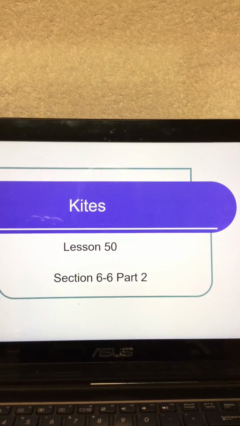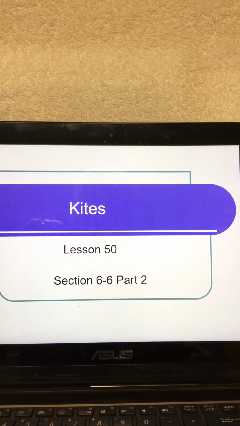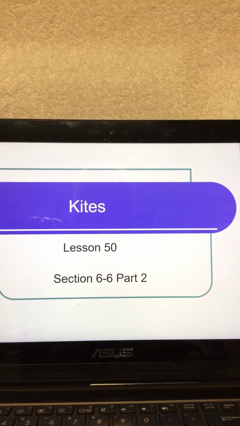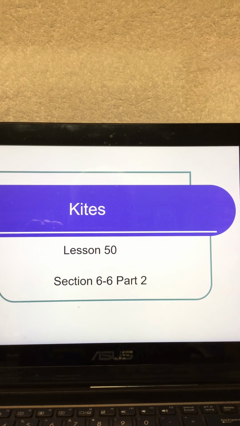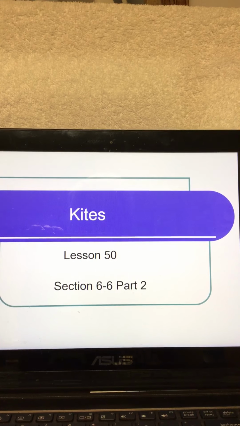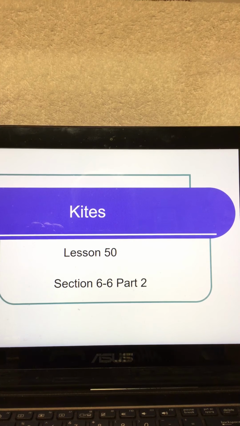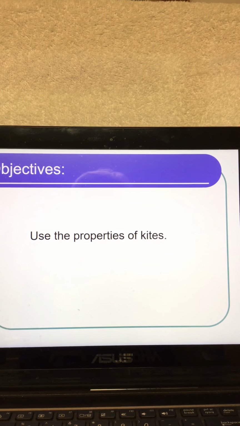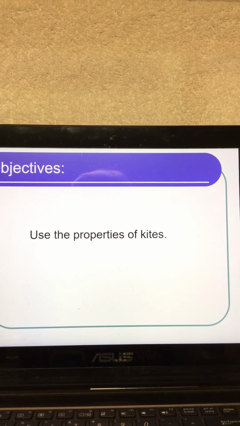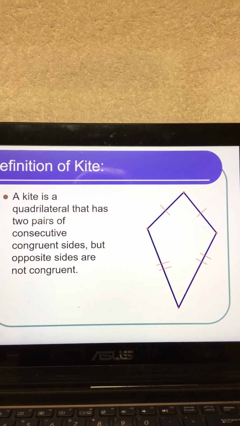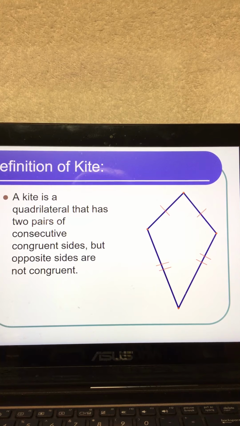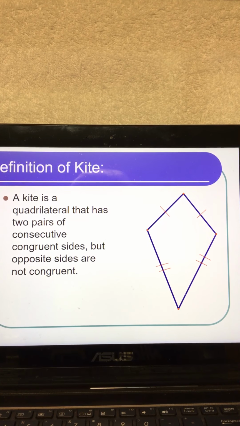Okay, today we're going to talk about kites, and you'll find the information about kites in section 6.6, the second part of that section. This is lesson 50. And today we're going to learn the properties of kites. We talked about a kite before when we were talking about area formulas. So let's just review what a kite is.